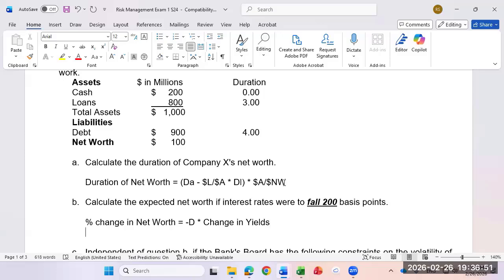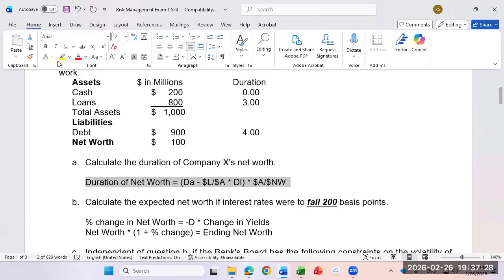You can then take net worth times 1 plus the change. That's going to give you ending net worth. Don't forget to do that. I'm not asking you what's the percentage change in net worth. I'm asking you what is net worth. So you've got to calculate the percentage change, and once you calculate that, if it's a negative number, you'll be doing 1 minus that. But whatever percentage change you get, add that to 1 and multiply by your net worth, and you get your ending net worth. All right. So there's 2 formulas you need. Not any complicated math there.